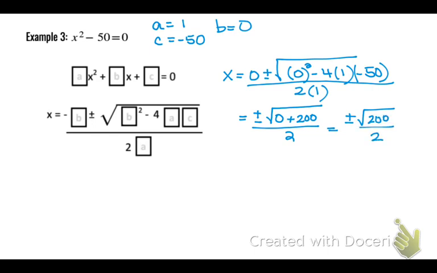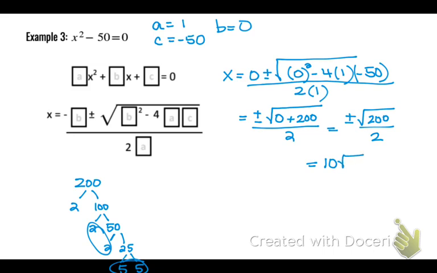So now we've got to come over here and we're going to simplify. 200 would be 2 and 100, 2 and 50, 2 and 25, and 5 and 5. So I have a pair of 2's and a pair of 5's. They get to come to the outside. And we multiply those together. 2 times 5 is 10.